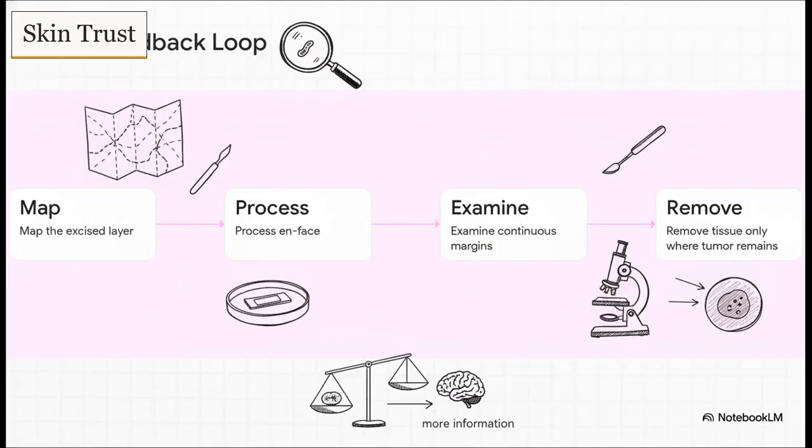Here's how that Mohs feedback loop functions in real time. First, you map the excised layer. Second, you process it en face. Third, you examine those continuous margins. And fourth, and this is the absolute key part, you remove additional tissue only exactly where the tumor remains. So the crucial point to take away is that complete margin assessment isn't just more surgery, it's actually more information during the surgery, which allows you to preserve healthy, uninvolved tissue.